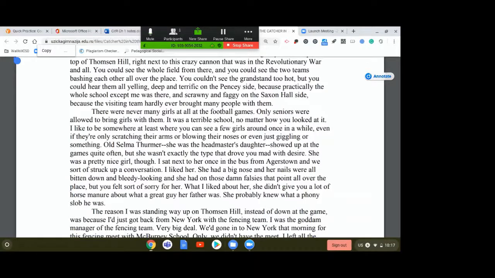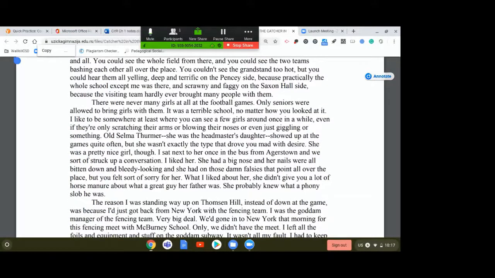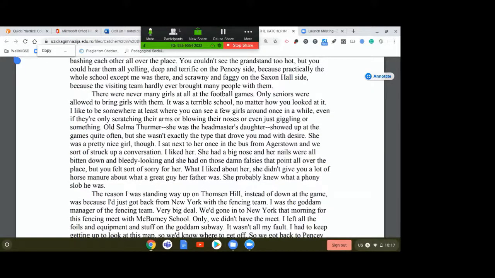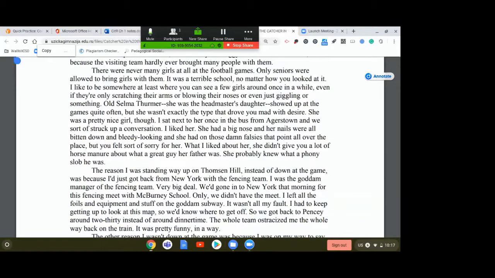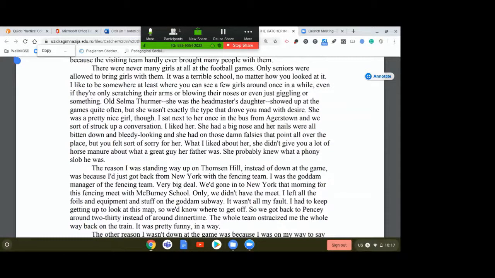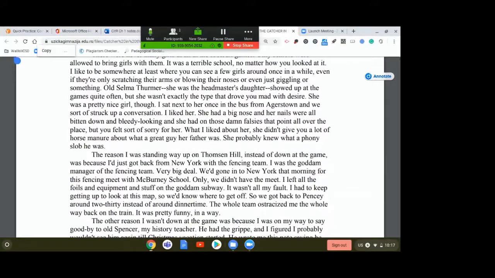Old Selma Thurmer, she was the headmaster's daughter, showed up at the games quite often, but she wasn't exactly the type that drove you mad with desire. She was a pretty nice girl, though. I sat next to her once in the bus from Agerstown, and we sort of struck up a conversation. I liked her. She had a big nose, and her nails were all bitten down and bleedy looking. She had on those damn falsies that pointed all over the place, but you felt sort of sorry for her. What I liked about her, she didn't give you a lot of horse manure about what a great guy her father was. She probably knew what a phony slob he was.